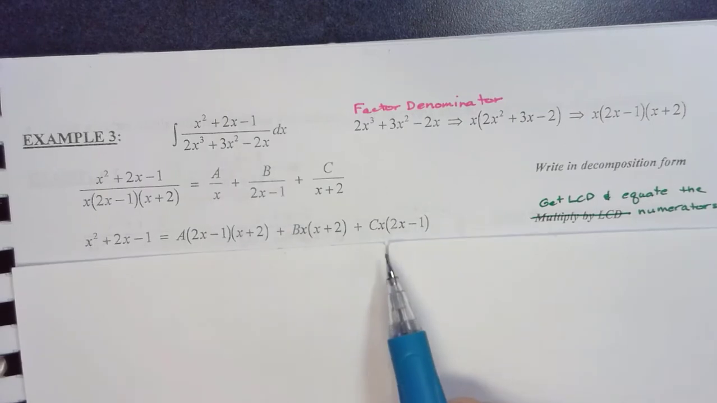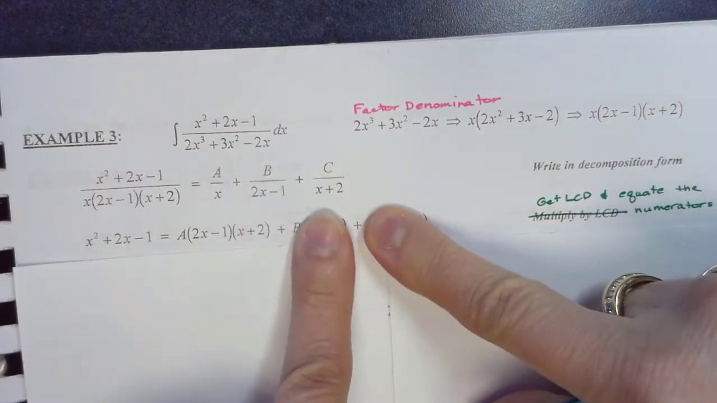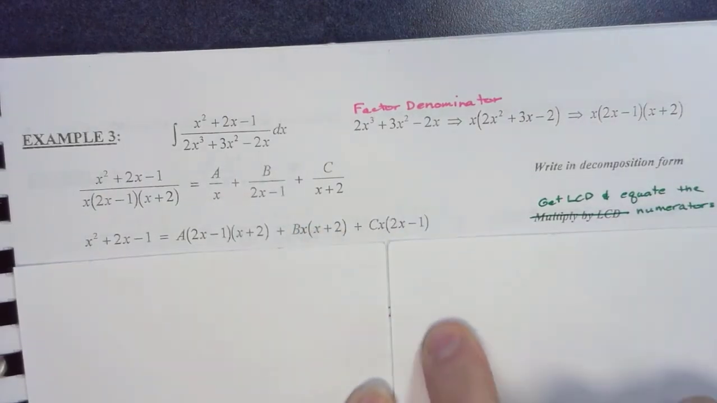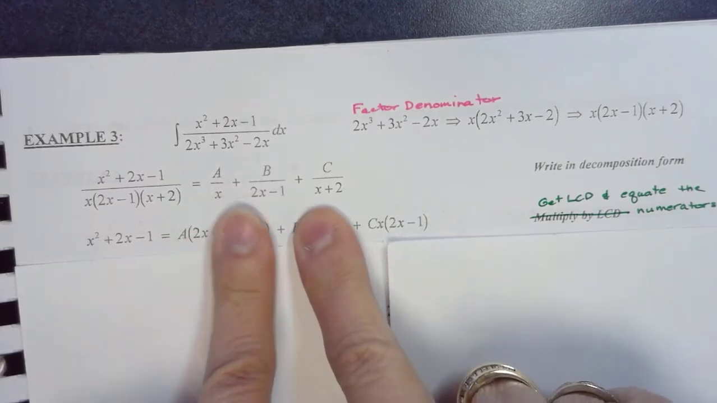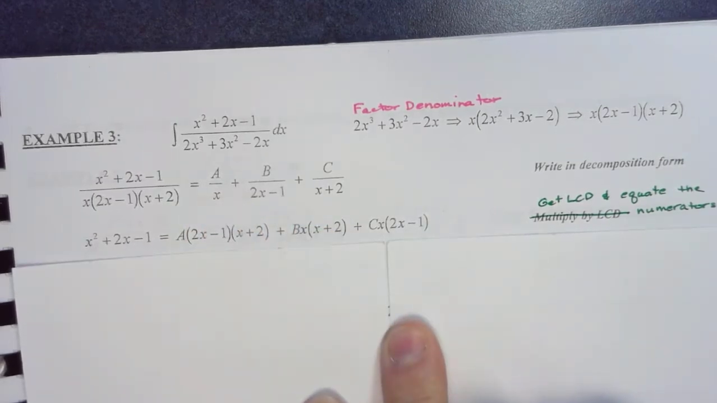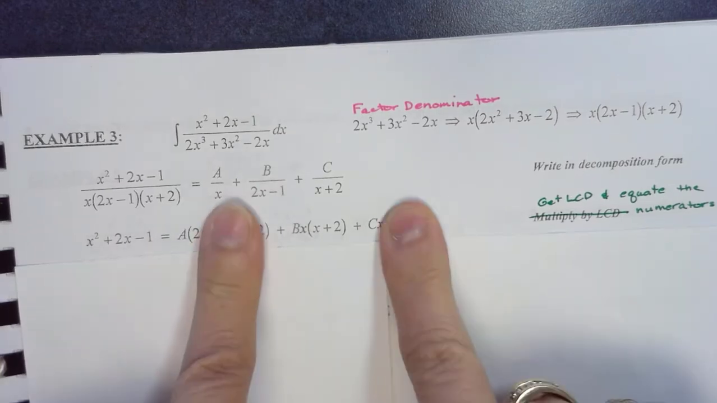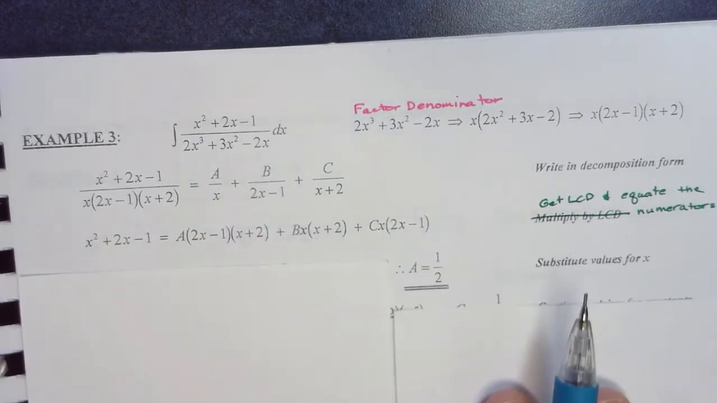Let's let x equals 0. We'll drop these 2 terms out. Let x equals negative 2, which drops these 2 terms out. And let x equal 1/2, which drops these 2 terms out. And you'll be able to solve for everything.